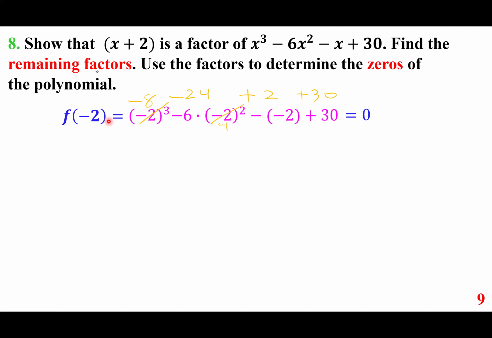So to find the remaining factors, well, we're going to divide by x plus 2. To divide by x plus 2, we make sure this is in descending order, and we use the coefficients for synthetic division: 1, minus 6, minus 1, and 30. Nothing is missing. Again, if something were missing, you would put 0, okay? And we are dividing by x plus 2, so we're going to put -2 there, just as we did here.